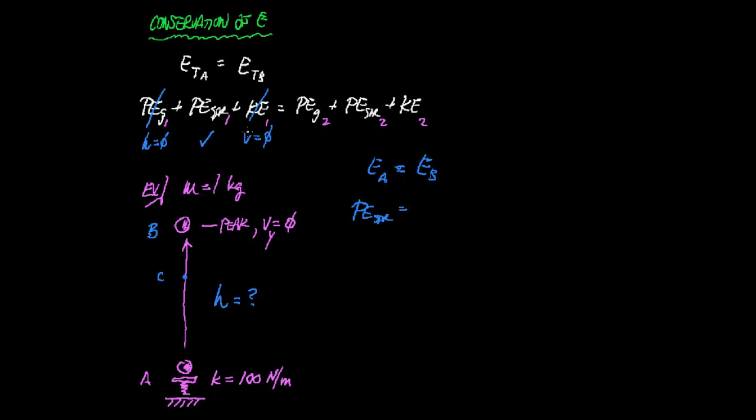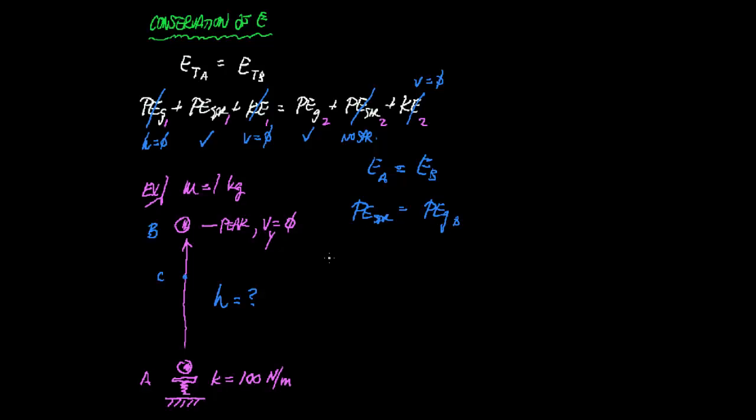What do we have on the B side? Well, do we have gravitational? Absolutely, because it's at some height. Do we have a spring? No. Why? Because, well, no spring, as my students would yell out in class sometimes. Do we have kinetic energy? Well, we're going to say no, because our velocity goes to 0 at the peak. So on the B side, it's all potential due to gravity.